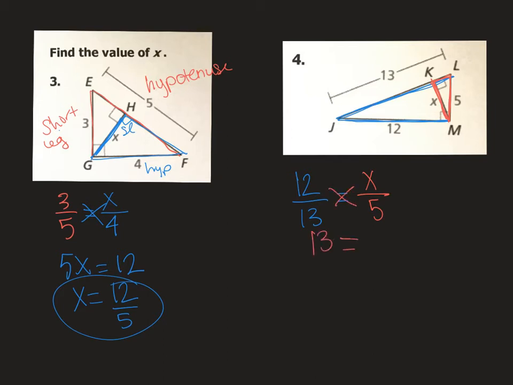So 13x equals 60. 12 times 5 gives me 60. I'm going to divide by 13. And once again, that's just not going to simplify, so we're just going to leave it as 60 over 13 unless it specifically asks us to round. Okay, so for both of these, we're just setting a proportion up like we would have in chapter 8. Nothing changes. We're matching up corresponding sides, setting them equal, cross multiplying.